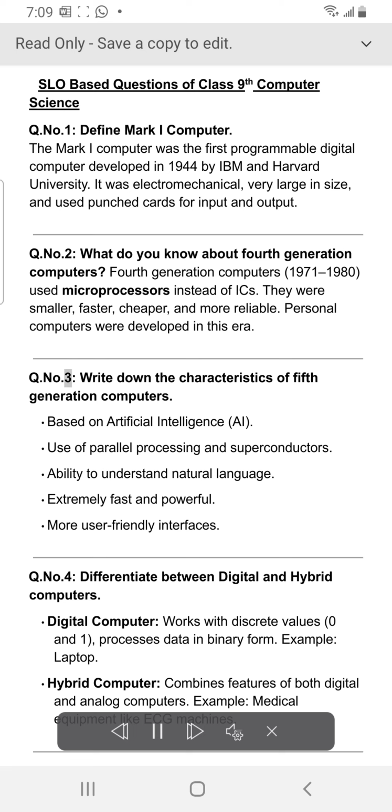Number 3. Write down the characteristics of fifth-generation computers. Based on artificial intelligence, AI. Use of parallel processing and superconductors. Ability to understand natural language. Extremely fast and powerful. More user-friendly interfaces.